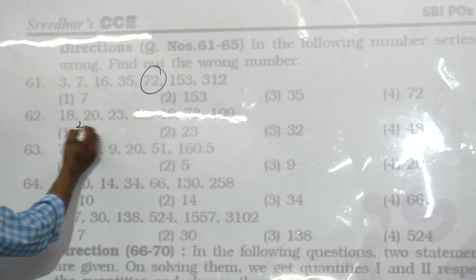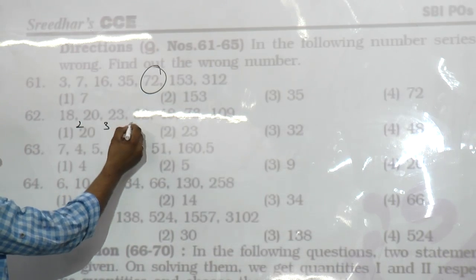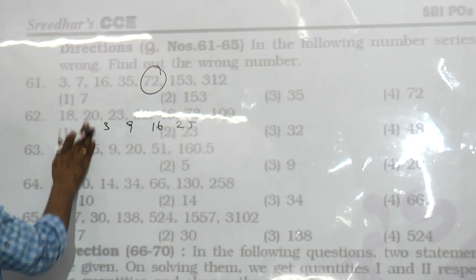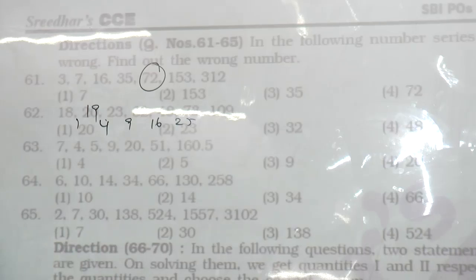Go for difference. 2, 3, 9, 16. So this should be 1 and it should be 4. So 18 plus 1 you should have 19 here. 19 plus 4, 23 is right. So in place of 20 you need to have 19.